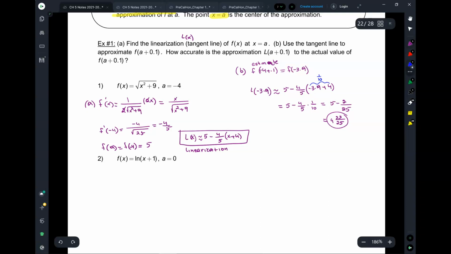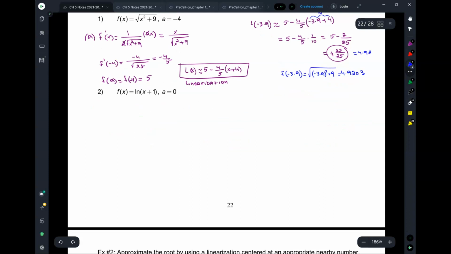Okay, so let's check how close these are. So this is approximately 4.92, right? And then how much would f of negative 3.9 have been? So basically negative 3.9 squared, plus 9, in the square root. How much? Well, I have it here. It's 4.9203. Oh my God, look at how close we got to the actual value. All in mental math, right?